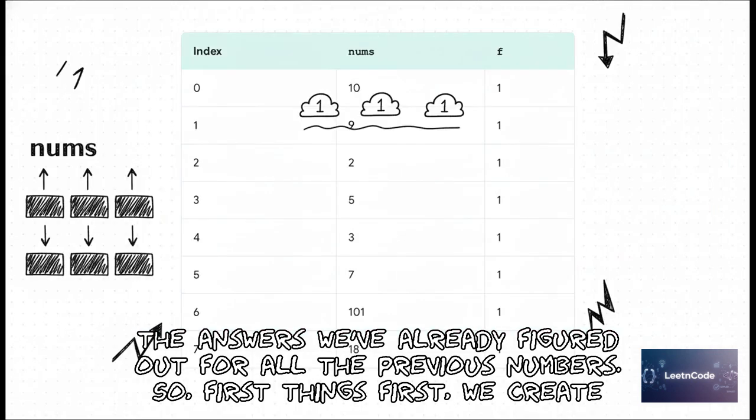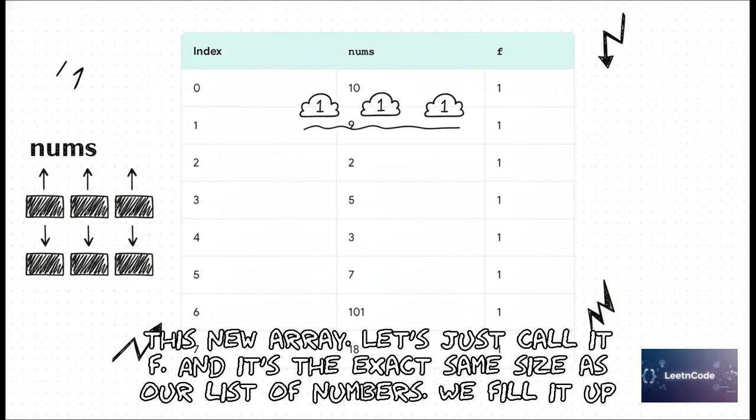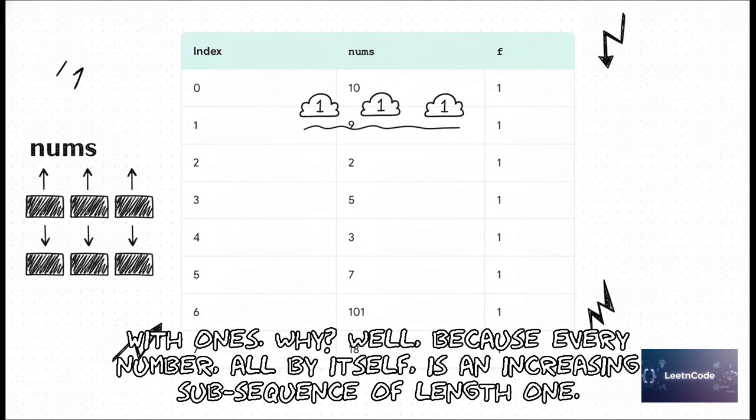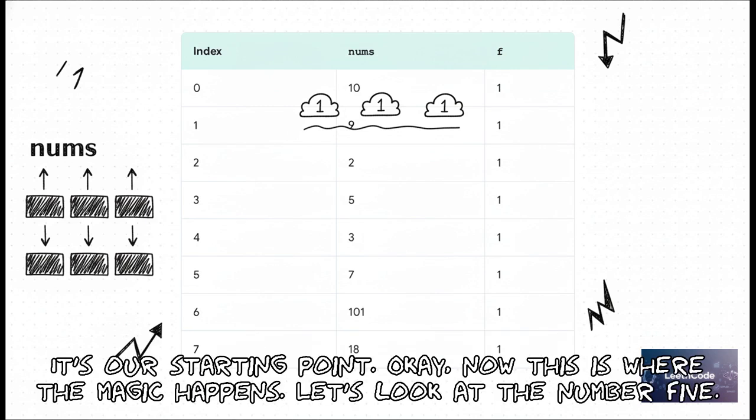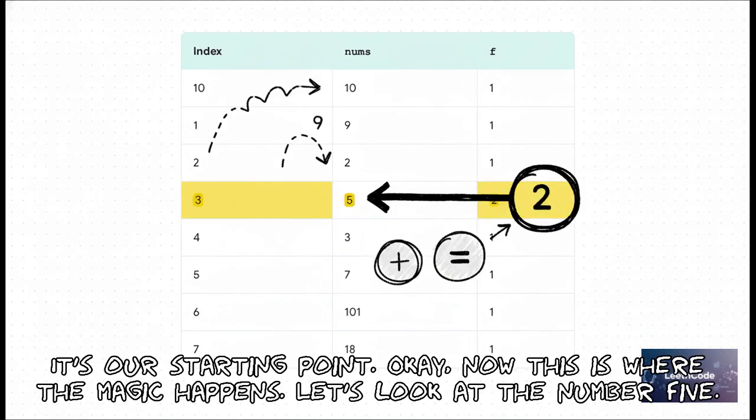So, first things first, we create this new array. Let's just call it f, and it's the exact same size as our list of numbers. We fill it up with ones. Why? Well, because every number, all by itself, is an increasing subsequence of length 1. It's our starting point.